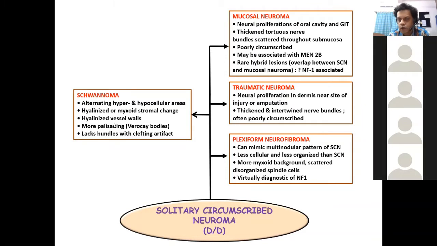You get to see a lot of hyalinized vessels also, microcystic changes and those kinds of changes that you see in the Antoni B regions, which are not seen over here. Mucosal neuroma might be a DD, especially if it's in the cheek, in the oral cavity, because neuromas are also known to occur in the oral cavity.